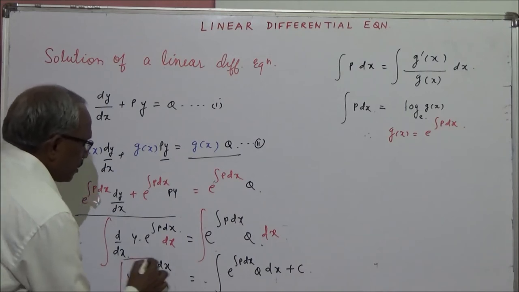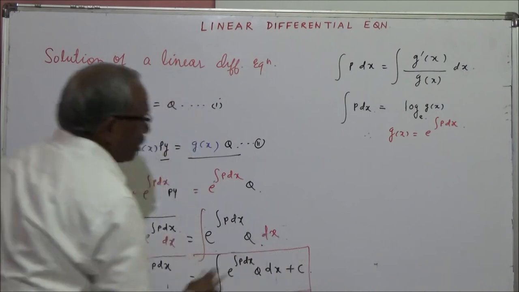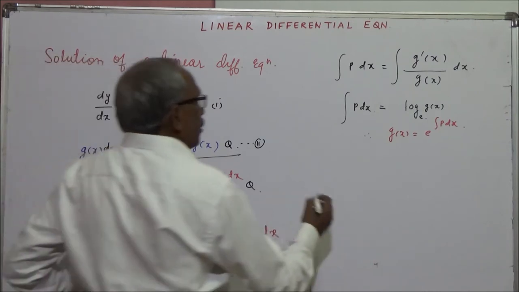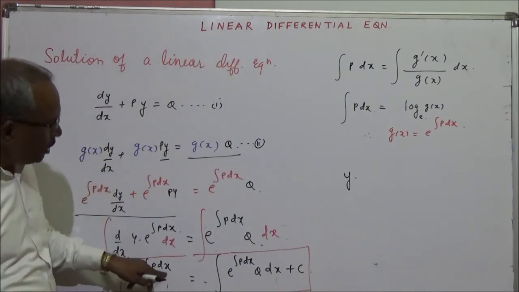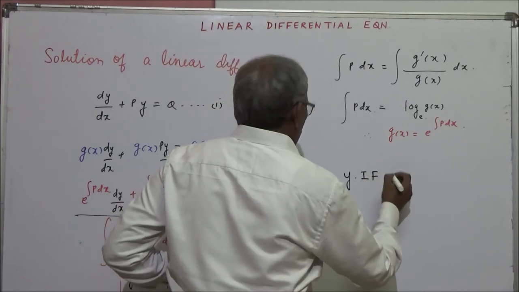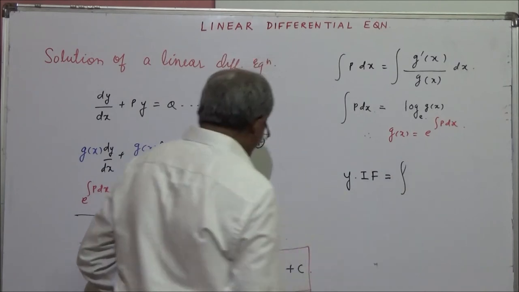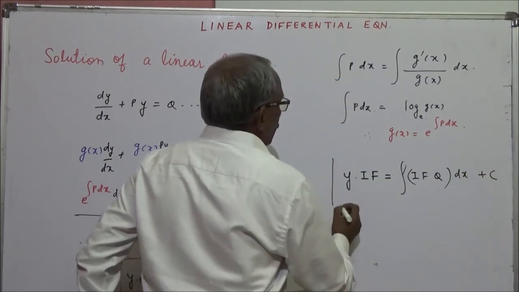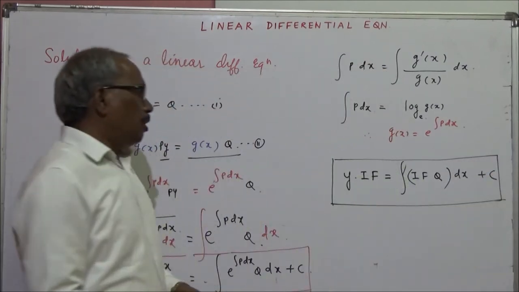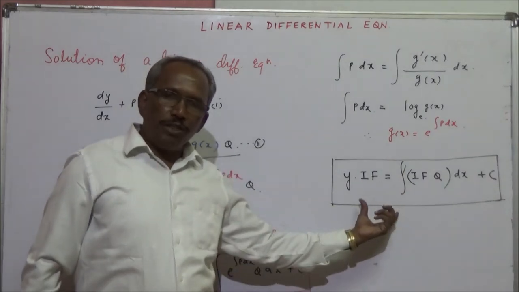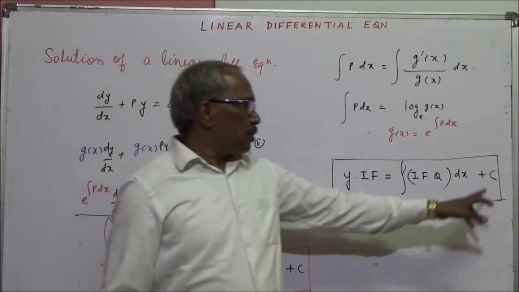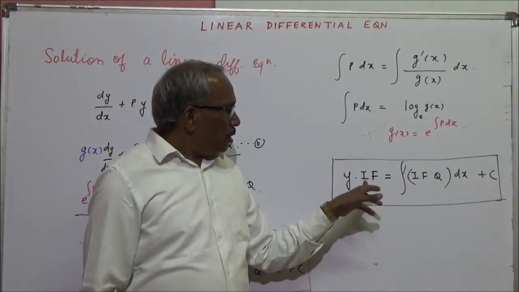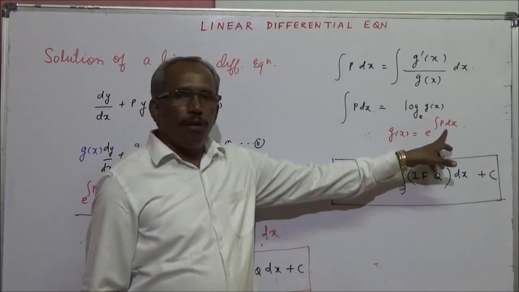So this is the solution of the linear differential equation in the form dy by dx plus py is equal to Q. Now I can write y into e raised to integral p dx, which is called the integrating factor, is equal to the integration of integrating factor into Q dx plus c. This is the general solution of the linear differential equation. If we use particular values for c, it becomes a particular solution. Now you have to remember that the integrating factor means e raised to integral p dx.